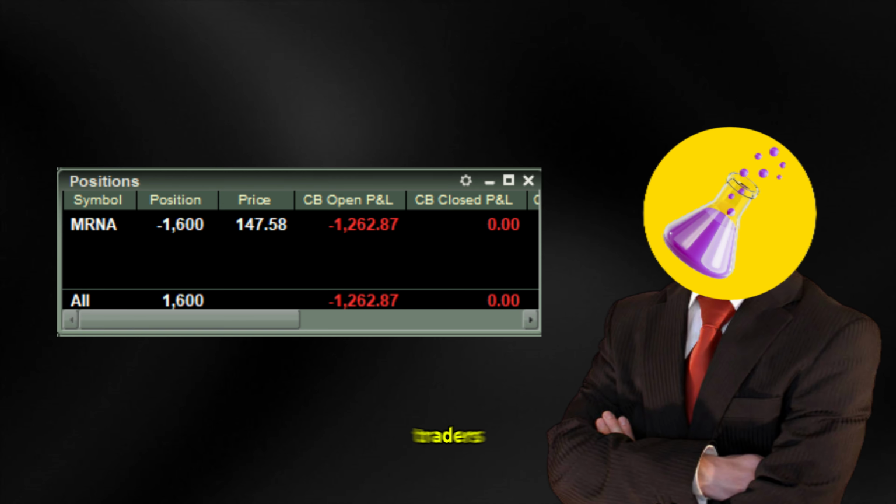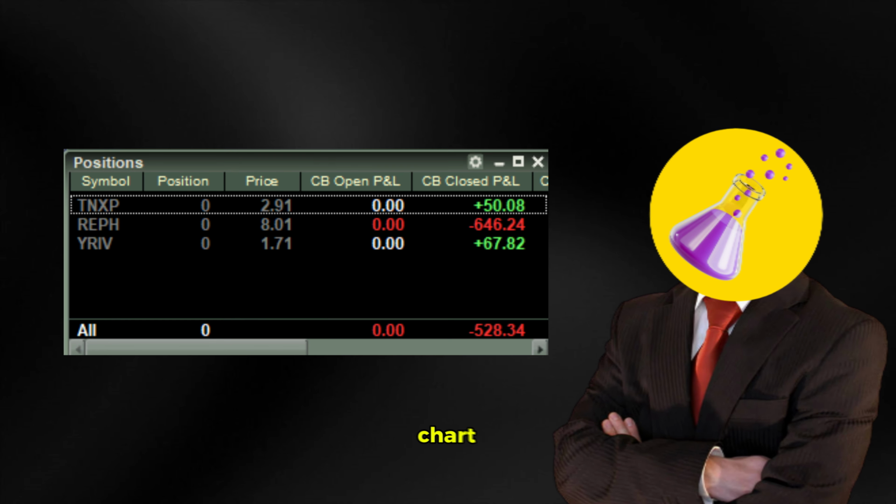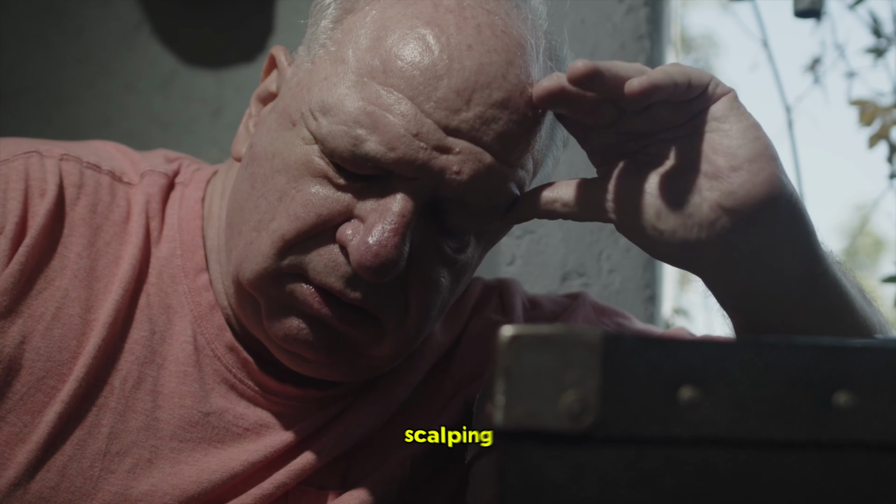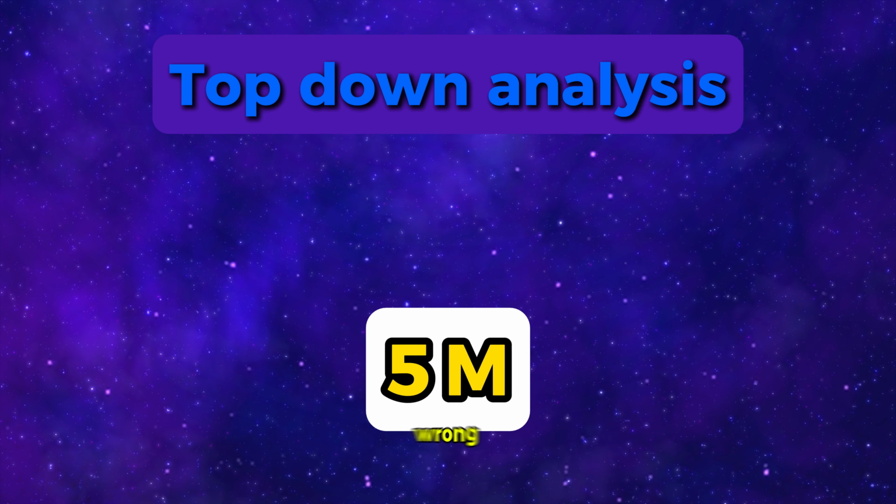Why do most traders fail at scalping on the 5-minute chart? They treat it like a guessing game. Random entries, no context, just hoping price moves in their direction. And when it doesn't, they blame scalping itself. But scalping isn't the problem. The problem is they're starting at the wrong place.